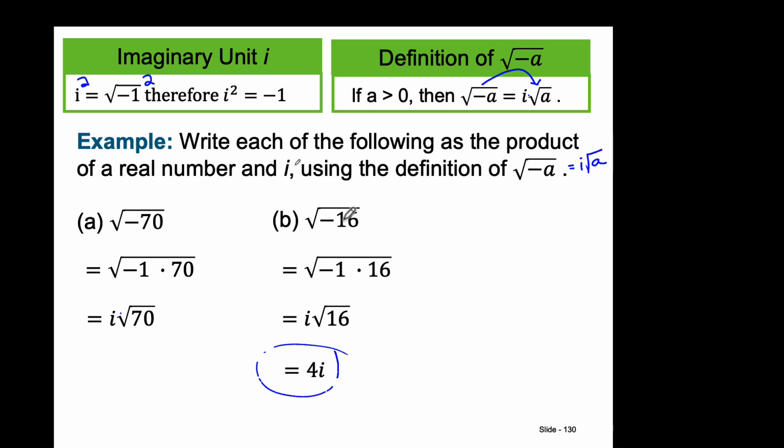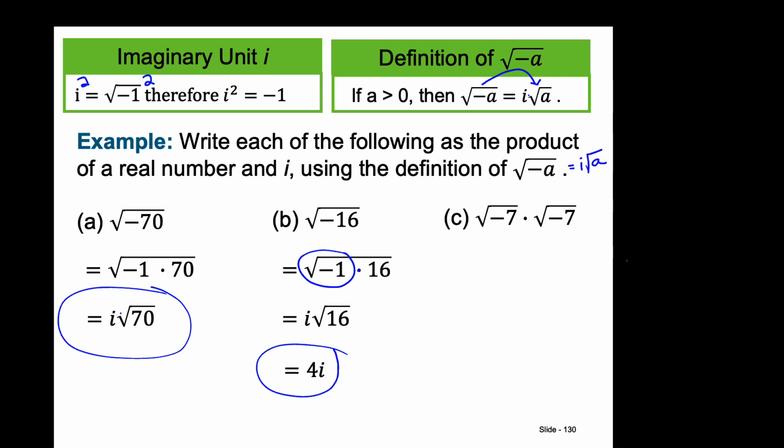I like to write mine as separating the -1 and the 16 through multiplication, then taking this right here, turning it into its equivalent i, and leaving the radical 16. Taking the root of 16 is 4. Notice here, this one we left as radical 70, and that is because 70 is not a perfect square. So you may have taken this to a decimal. You can try to work with this here, but leaving it in an exact form is radical 70, whereas radical 16, leaving it in exact form, simplifies to 4.